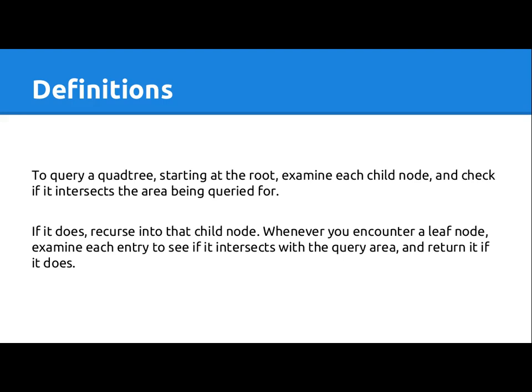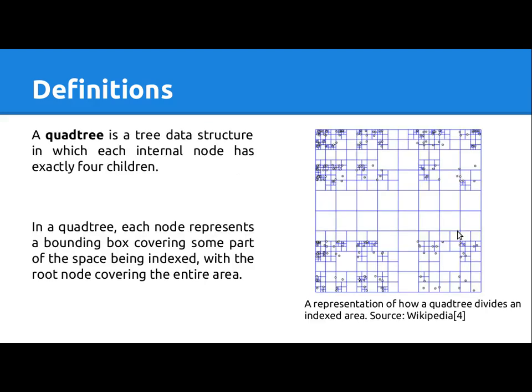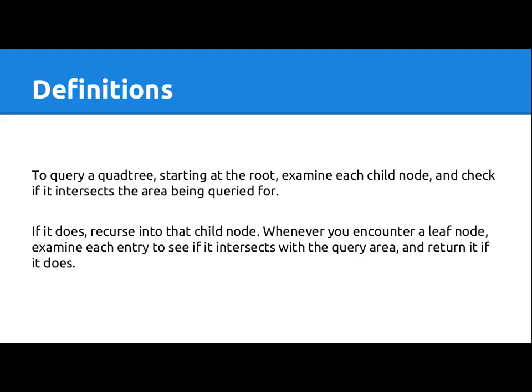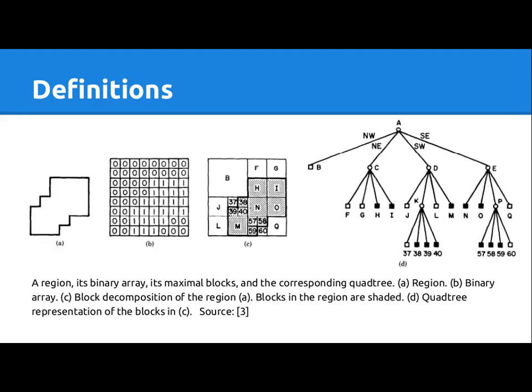Again, this is usually used for collision detection, because you might have some object that's around here, and so you'd want to be able to recurse quickly into these different coordinates to see if there's some type of collision. To query a quad tree, starting at the root, examine each node. All right, we just talked about that.